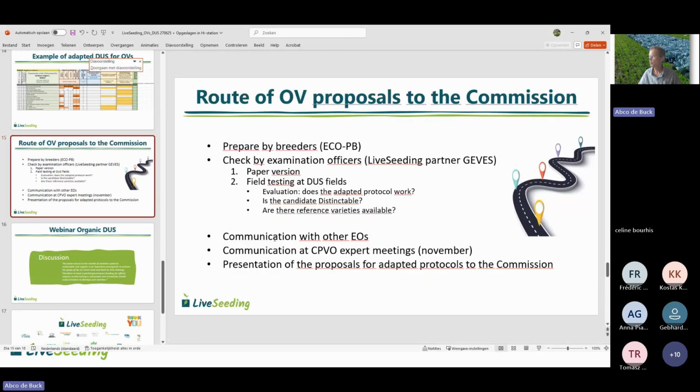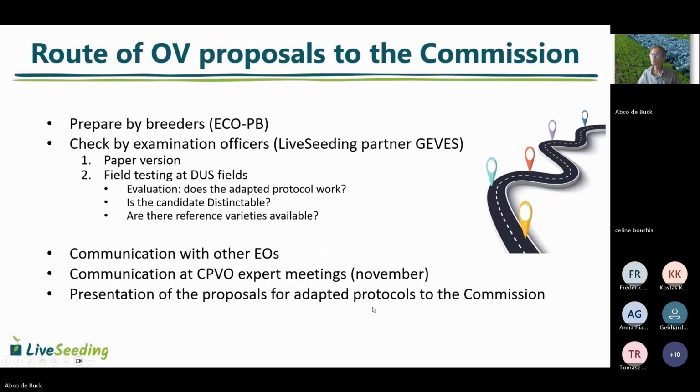So then the route of the proposals to the Commission. What we are working on: preparing proposals in collaboration with breeders and EcoPB. Checked by the examination officers that are partners of LiveSeeding, in this case for vegetables, GFS. In the first instance you have a paper version, which is thought through by examination officers and breeders. Sometimes it needs evaluation. I would say in any case it needs evaluation to see if the adapted protocol works.